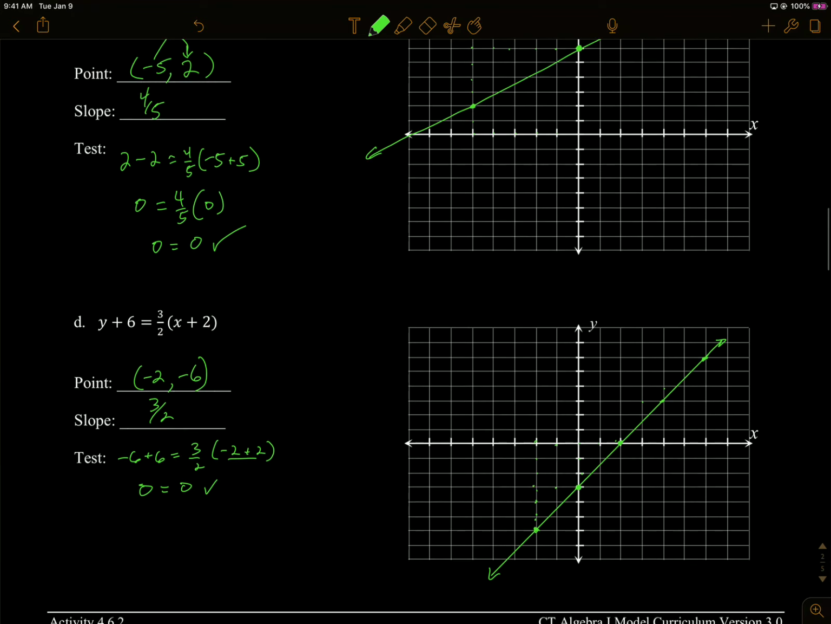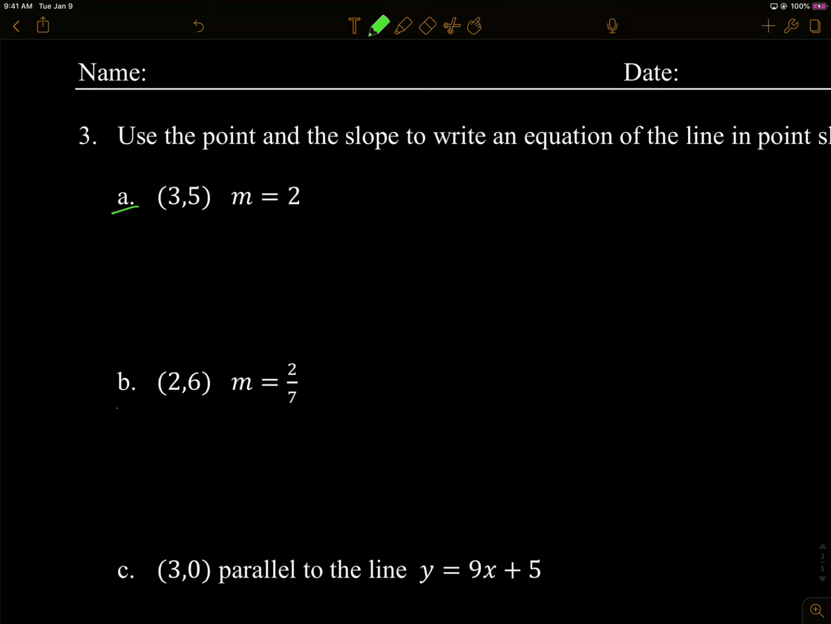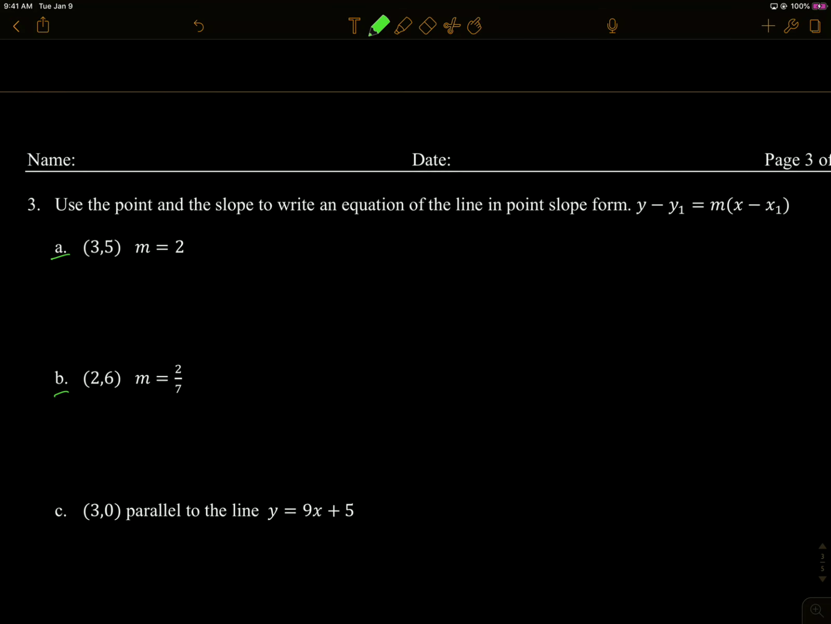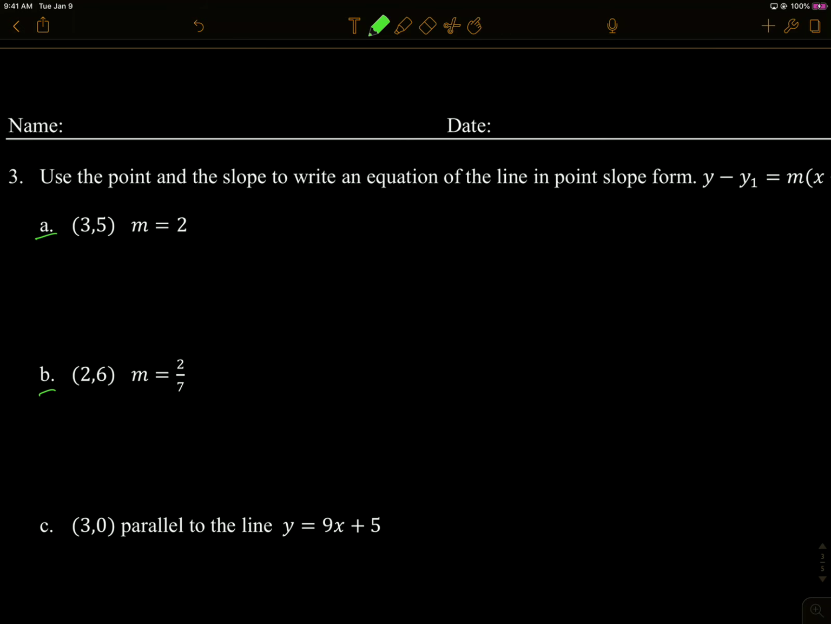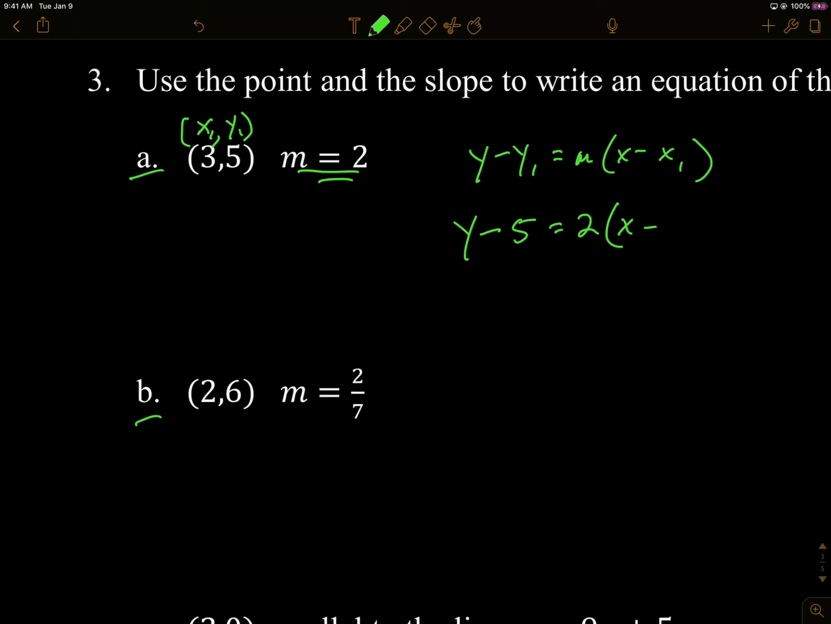Okay. So the next thing we're going to do, we're going to finish the rest of this in class. We're just going to do A and B together here. This time they give you a point and a slope, and they want you to write the equation in point-slope form. So remember the format is y minus y1 equals m times x minus x1. So this is your x1 and y1, right? Because that's how points go, x and then y. And this is your m. So I've got y minus y1, which is 5, equals m, which is 2, times x minus x1, which is 3.